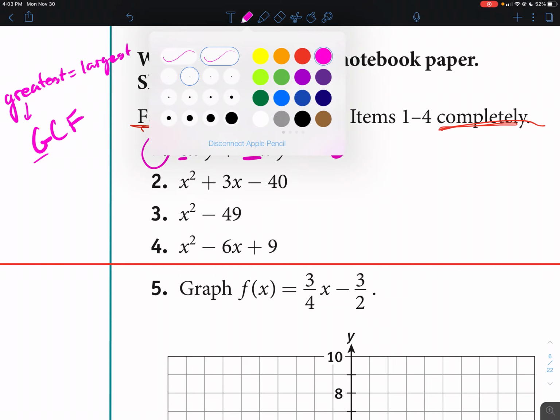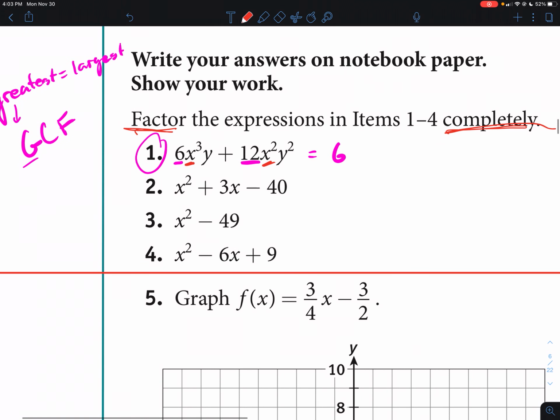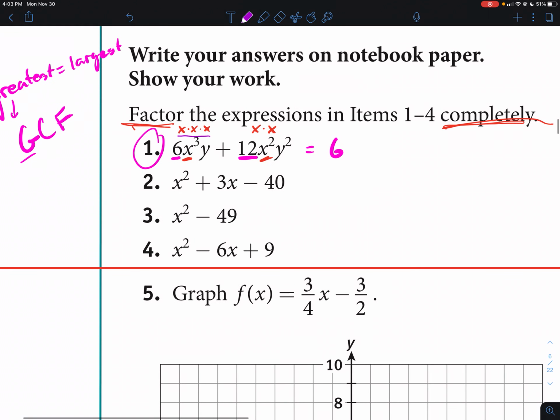Then we move on to the x's. I have x cubed and x squared. So x cubed, there's 3 x's there. That's x times x times x. And x squared is just x times x. So what is the greatest they have in common? This one has 3 and this one has 2. What's the most they have in common? That would be 2. They both have 2 in common. So then x squared will be part of our GCF. So far we have 6 and we have x squared.